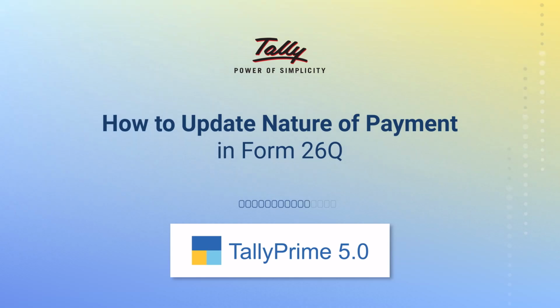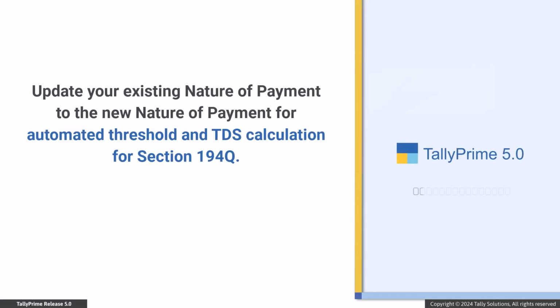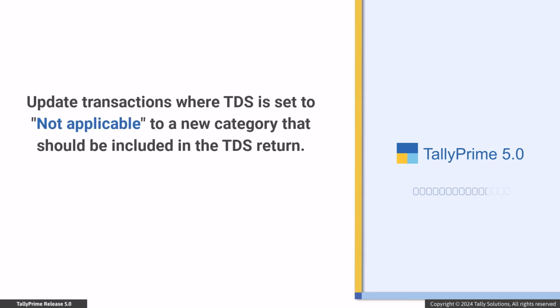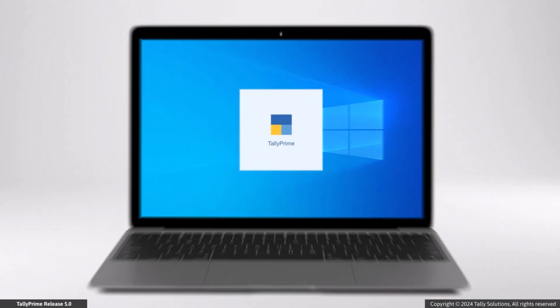In this video, you will learn about the newly introduced update TDS Nature of Payment Report in Form 26Q in TallyPrime Release 5.0. You will also learn how to update your existing natures of payment to the new nature of payment for automated threshold and TDS calculation for Section 194Q using this report. This report can also update transactions where TDS is set to not applicable to a new category that should be included in the TDS return.